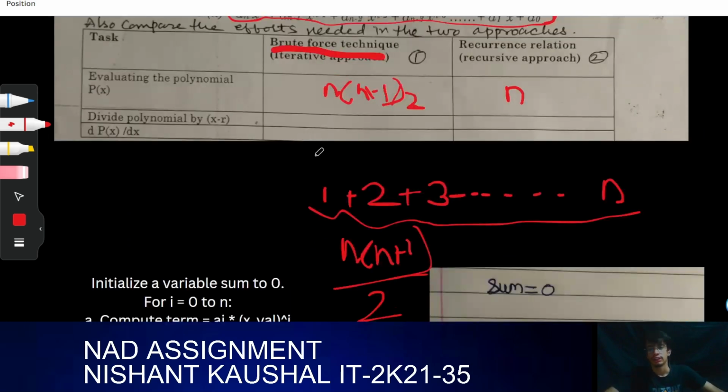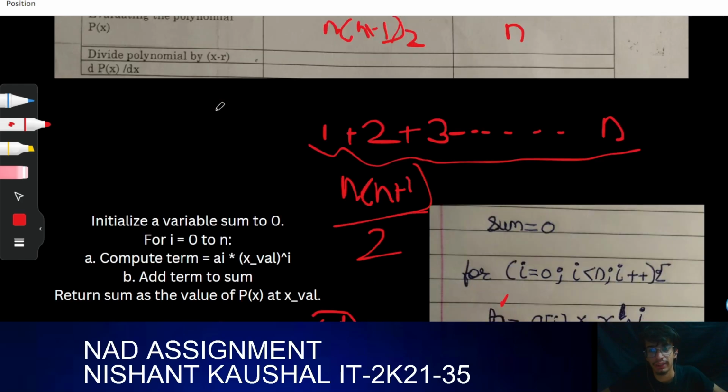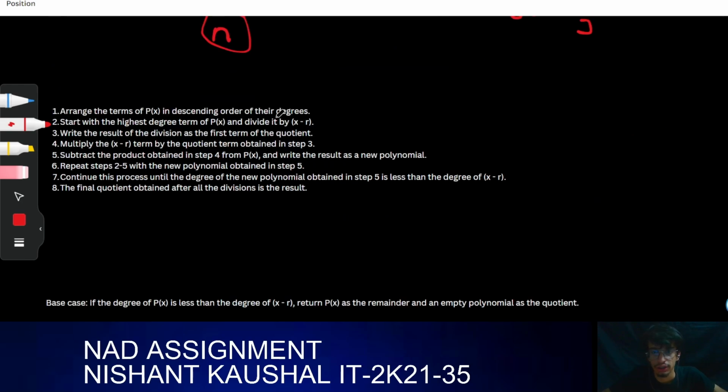Let us take the second case, dividing the polynomial by x minus r. So in this we will first arrange the polynomial in descending order, then we will divide it by the highest degree. Then we will write the division as the first term of the coefficient, multiply the x minus r term by the coefficient obtained in the previous step, subtract the product, which will result in a new polynomial, and we will again do these steps until the degree is less than the degree of x minus r.